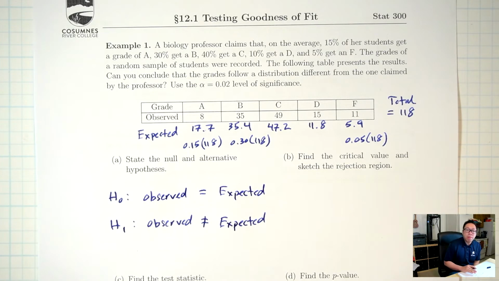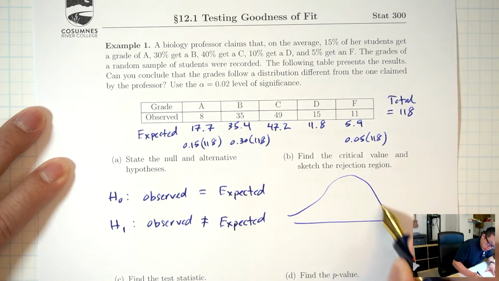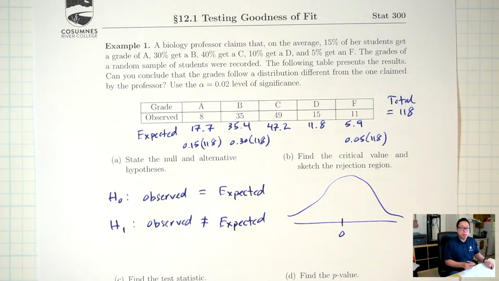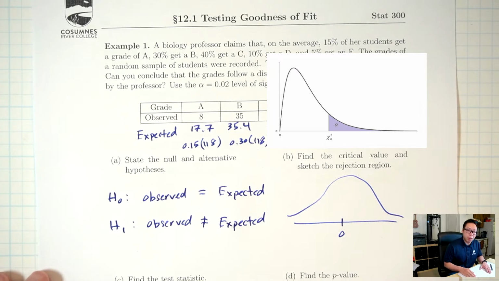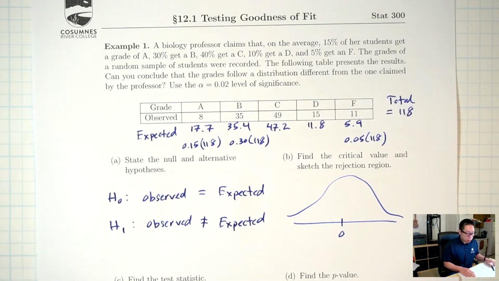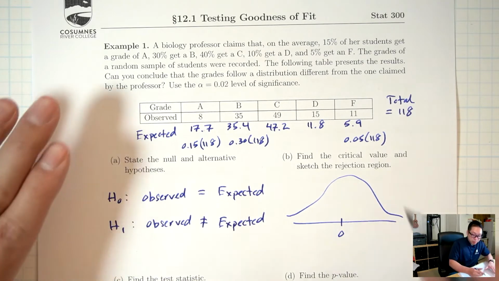Part B, find the critical value and sketch the rejection region. So draw the picture. I'm drawing the same picture that we drew for all the other types of hypothesis tests, but actually for a goodness of fit test, the picture is actually slightly different. I'll put the correct picture up here somewhere, but it doesn't matter, right? I'm going to keep on drawing the same picture that we drew for all the previous hypothesis tests. Now, the first difference is for a goodness of fit test, even though it says not equals, it's always going to be shaded to the right.